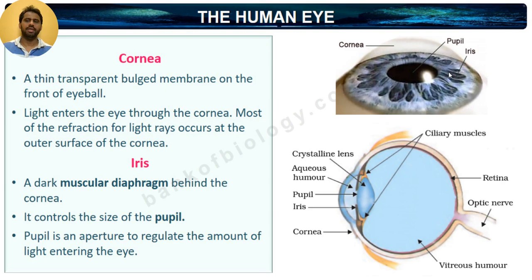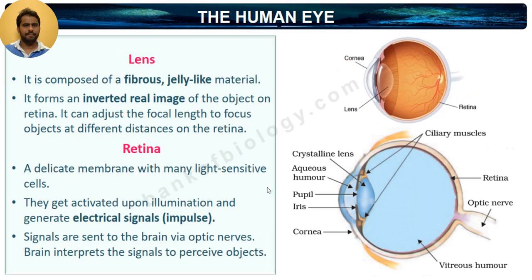So what is the function of the iris? Iris is controlling the size of the pupil. Pupil is the black pigment that we have. Pupil is the aperture to regulate the amount of light entering the eye. Okay, done. Now let us go ahead.